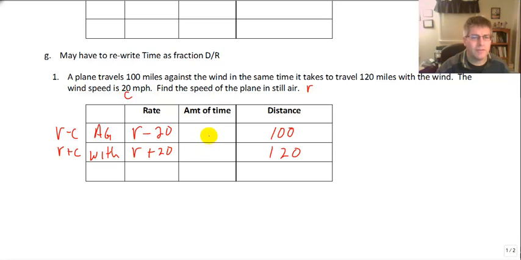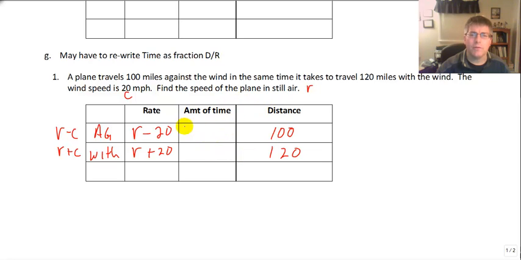Now we might want to call these x, but we're not going to do that. It's going to be a little bit easier to do this with one variable. And let's take time and rewrite this as distance over rate. I have a distance, I have a rate.